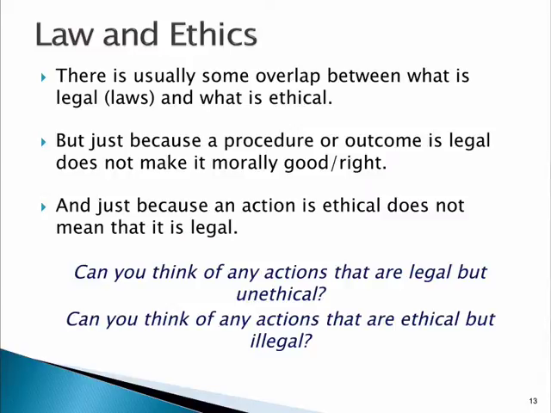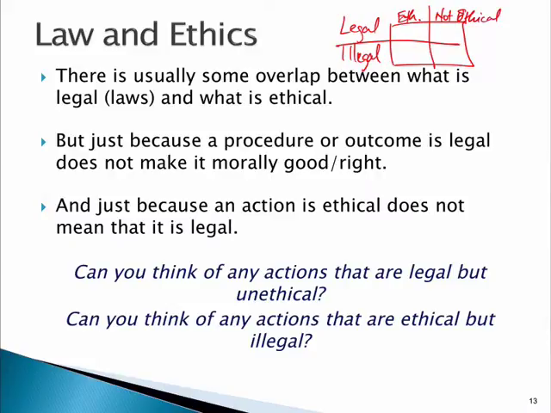So one of the ways we can think about it is as a little 2x2 matrix. So we can think of an act as either legal or illegal, right? And then we can think of something as either ethical or not ethical or unethical. Now, if something's legal and it's ethical, you're going to do it. If something's unethical and illegal, then you're not going to do it, right? That's pretty clear cut, unless you're some kind of sociopath.